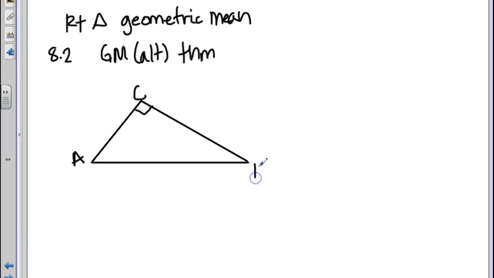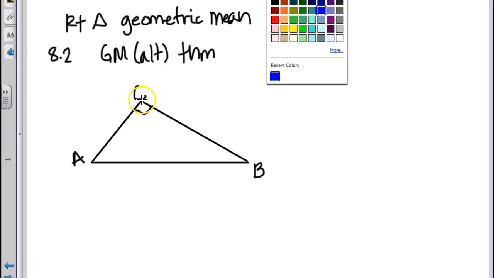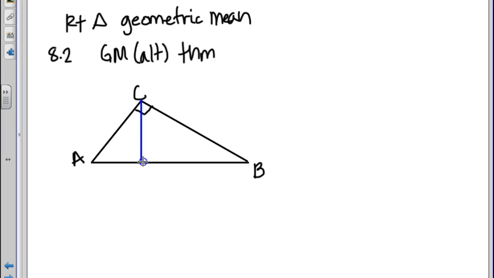All right, so there is my right triangle. And it says, the altitude drawn to the hypotenuse of a right triangle separates the hypotenuse into two segments. So here's the altitude, and it's drawn to the hypotenuse of the right triangle. There's my hypotenuse. It separates this hypotenuse into two segments. Let's call these X and Y.